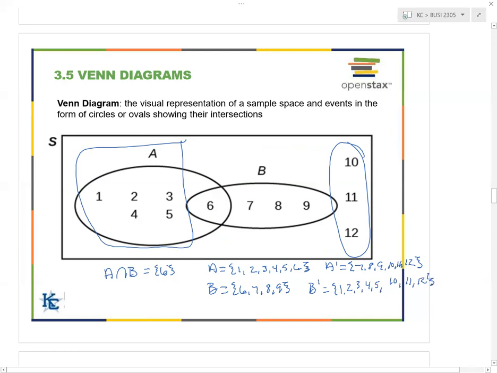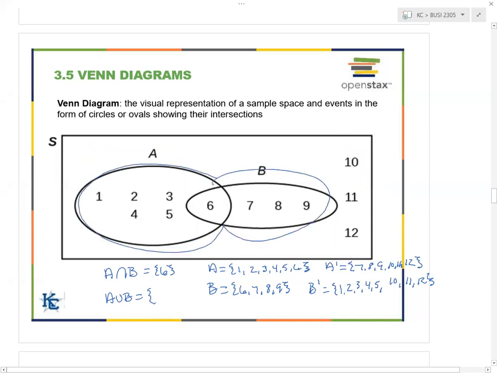A union B is anything that falls in A and B. So we're looking at this entire thing here. We only have to list it once. So that's 1, 2, 3, 4, 5, 6, 7, 8, 9.